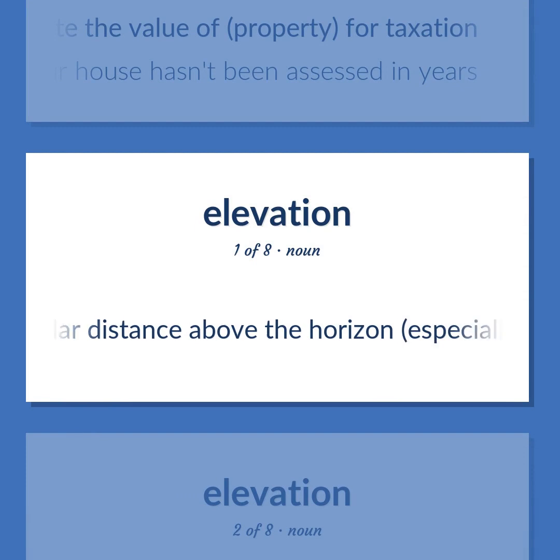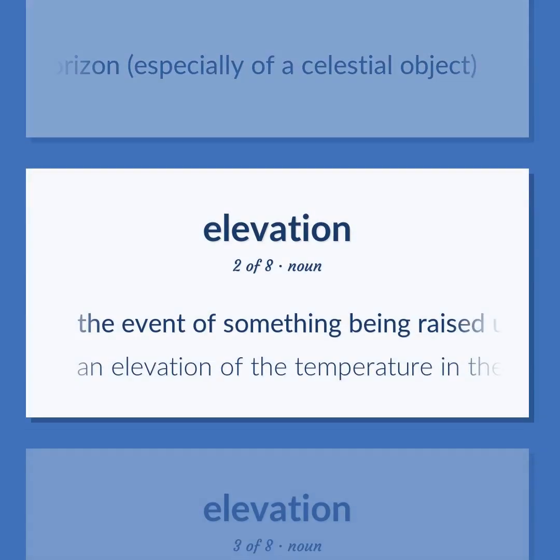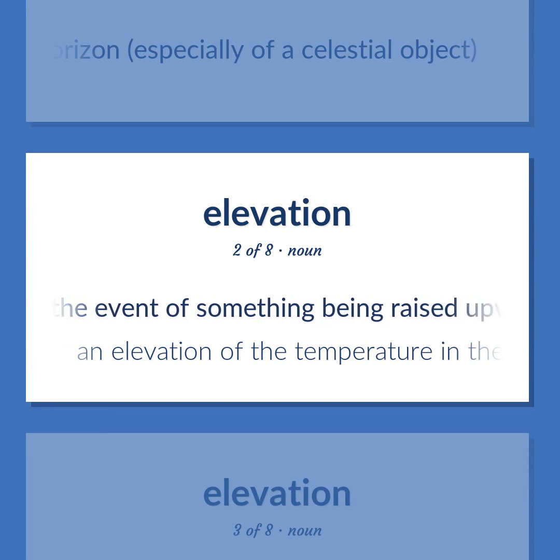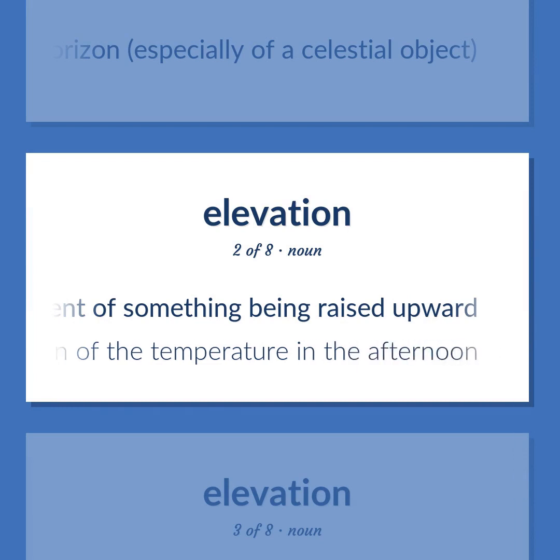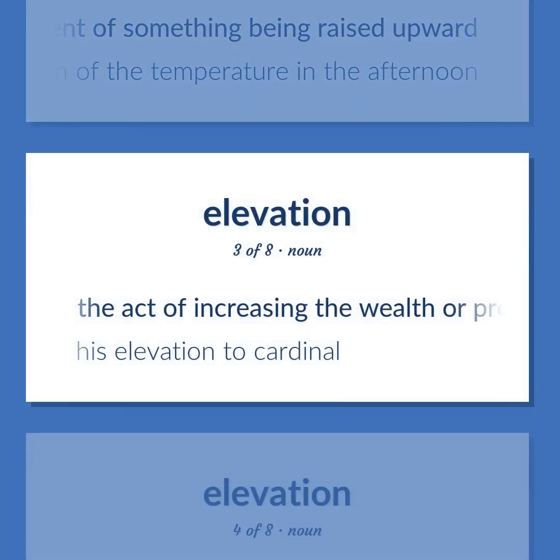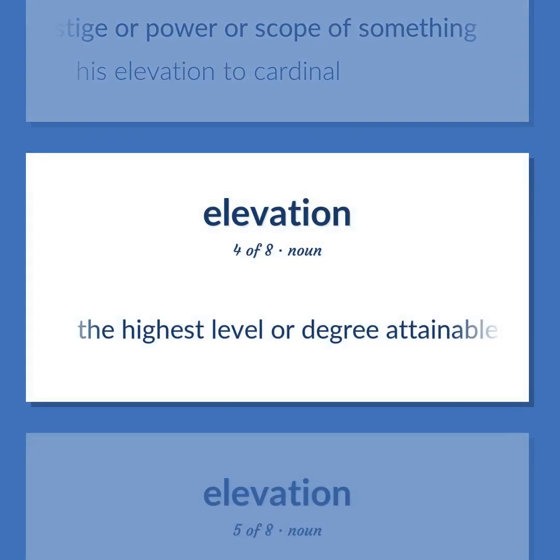Angular distance above the horizon, especially of a celestial object. The event of something being raised upward. An elevation of the temperature in the afternoon. The act of increasing the wealth or prestige or power or scope of something. His elevation to cardinal. The highest level or degree attainable. The highest stage of development.